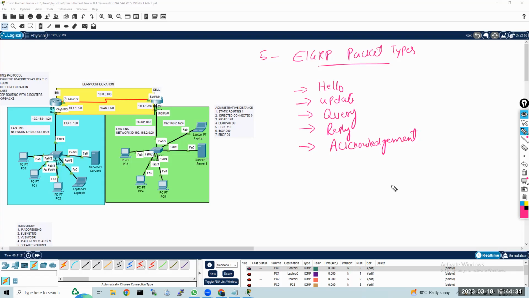Now understood? You have to remember these, guys. If you go for a job in the US or other countries, they will not ask the basic things I explained until now. They will ask this first: what is the AD value for EIGRP? How does EIGRP form the neighborship? Then, if you answer these two, they will ask which are the EIGRP packet types.